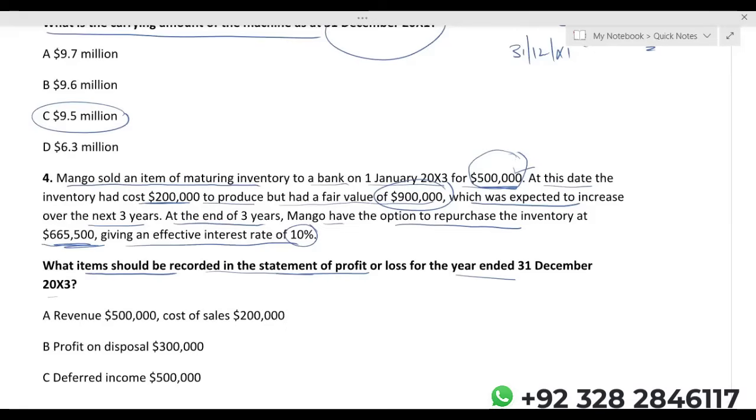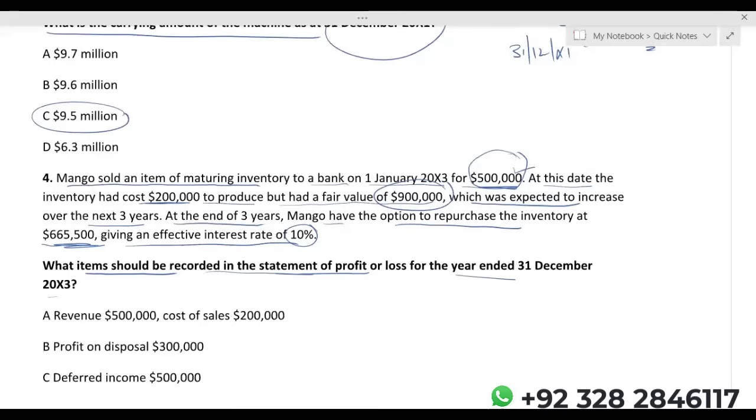Logically, by applying here, obviously, we'll apply substance over form. So, we'll say actually, Mango has not sold the inventory. Mango has actually taken the loan of 500,000, and over the 3 years' time, they will actually repay the loan principal with interest. Why are we saying this is not a sale at all, it's a loan?